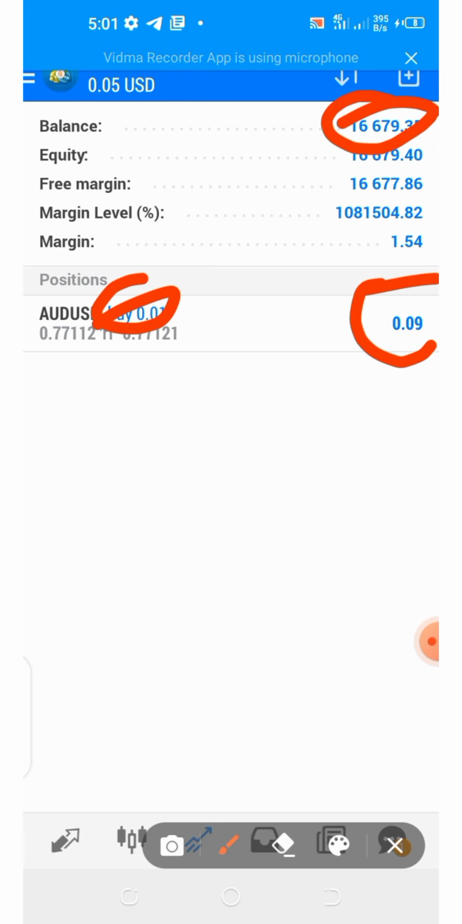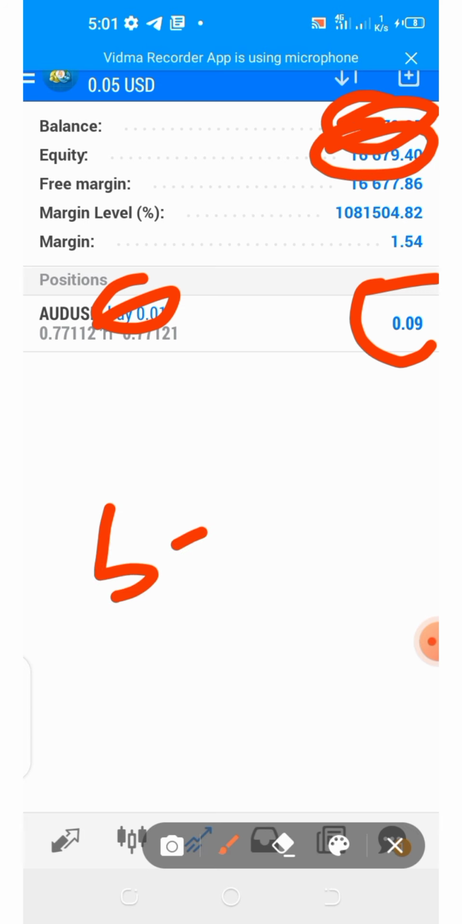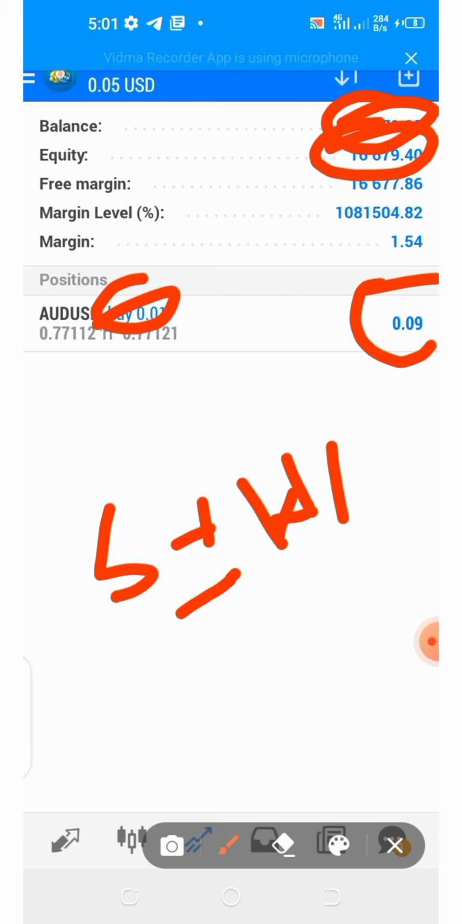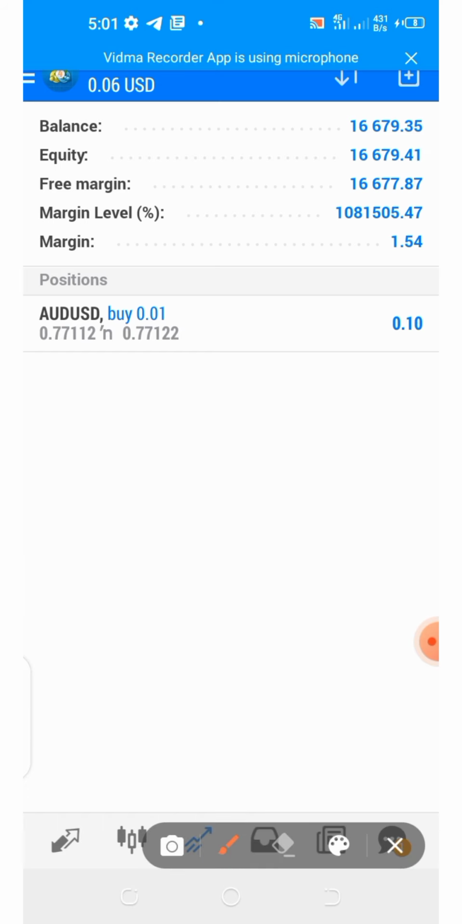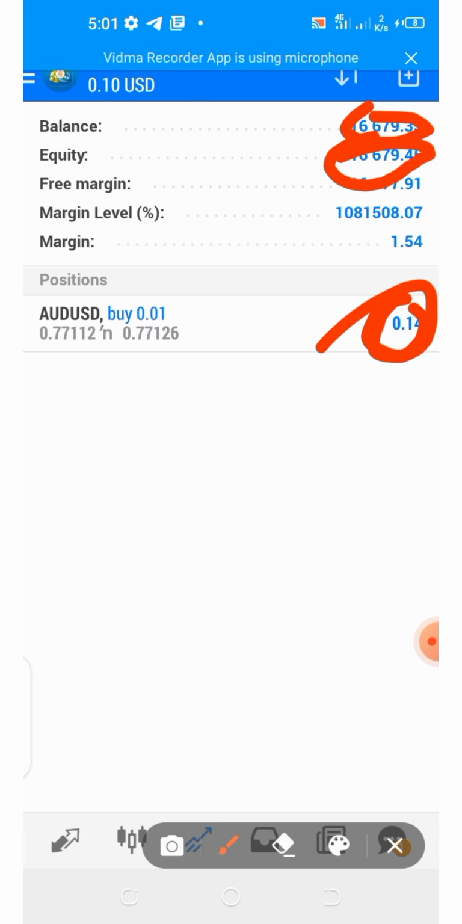If you look up here, you see this is balance. Balance is the money in your account. Equity is the balance plus or minus the winning or losing trades. Take note, equity is balance plus or minus the winning or losing trade. This trade is increasing, so look at this value here: the equity is higher than the balance. The balance is the money in your account, while the equity is the money in your account plus this trade, plus this profit you are making.